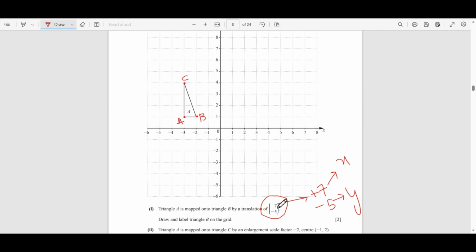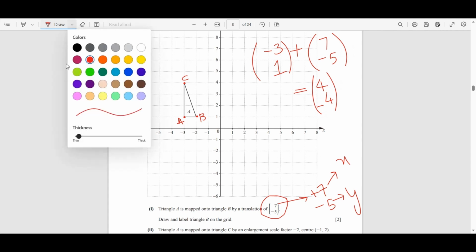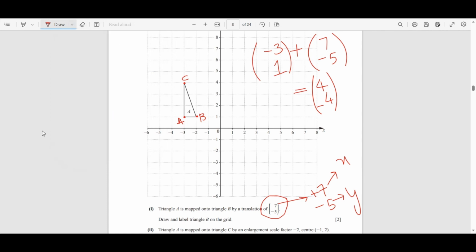So on point A, if you want to do this by coordinate system, the coordinates of point A are -3 on the x-axis and +1 on the y-axis. So when you translate it, it goes to 4 and -4. So the new point will be 4 and -4. Now this point is going to be point A prime.